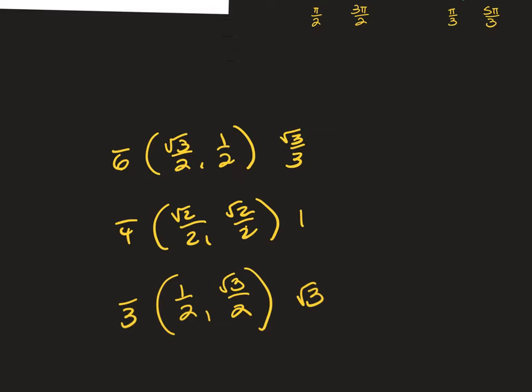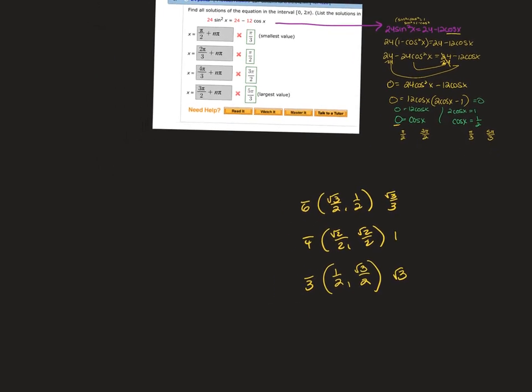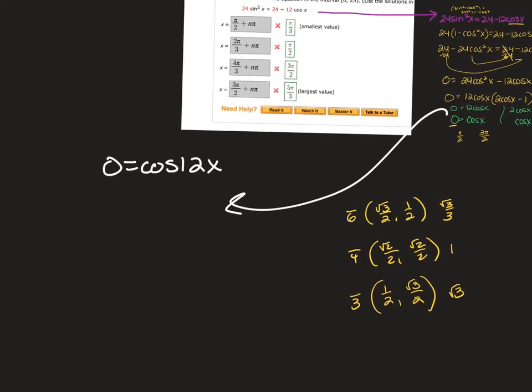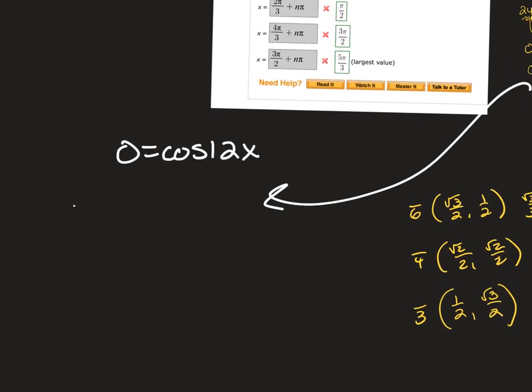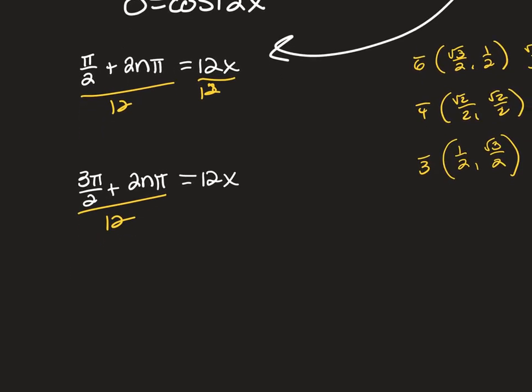So this is what I was thinking: 12 cosine x, right? But if there was a 12 next to the x, would it be a difference? Now it's a multiple angle one. Now you would figure out your interval, right? So let's say it didn't give you an interval. It would be pi over 2 plus 2n pi equals 12x, and 3 pi over 2 plus 2n pi equals 12x. And then I'd have to divide everything by 12. That's without the interval. So even though it doesn't give you the interval, you have to add the interval on here to adjust the interval.